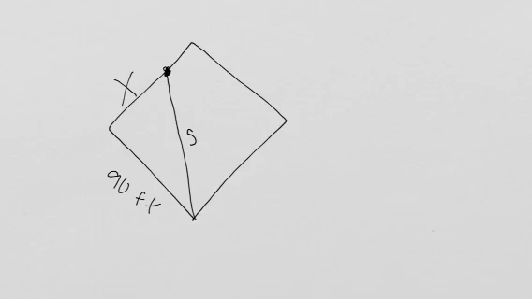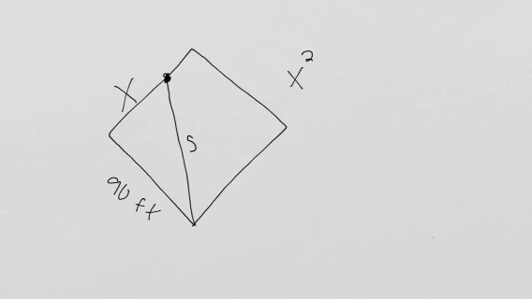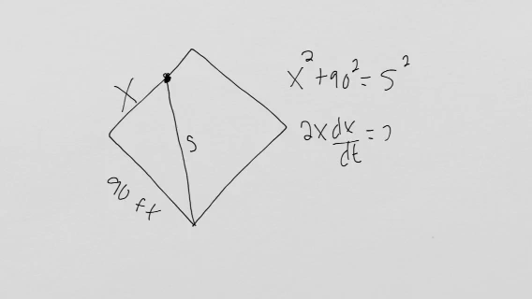First, we're going to relate x and s using a formula. We have x squared plus 90 squared equals s squared. Then we differentiate implicitly. We get 2x dx/dt equals 2s ds/dt.